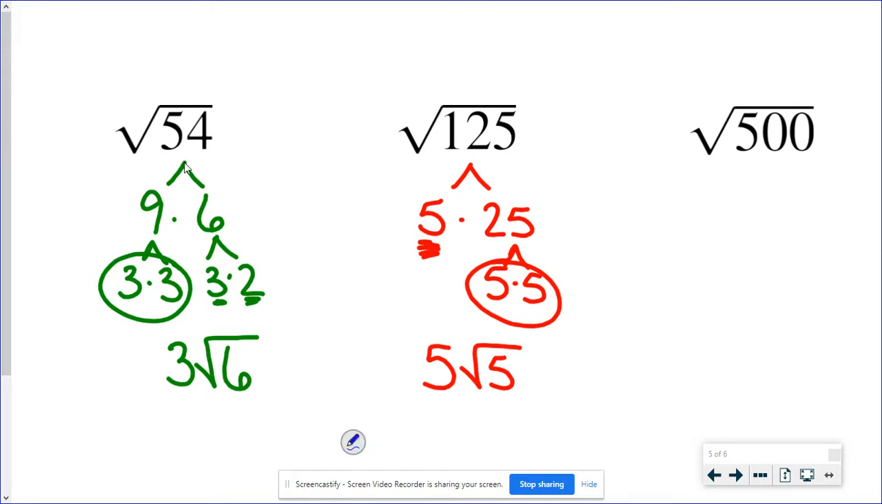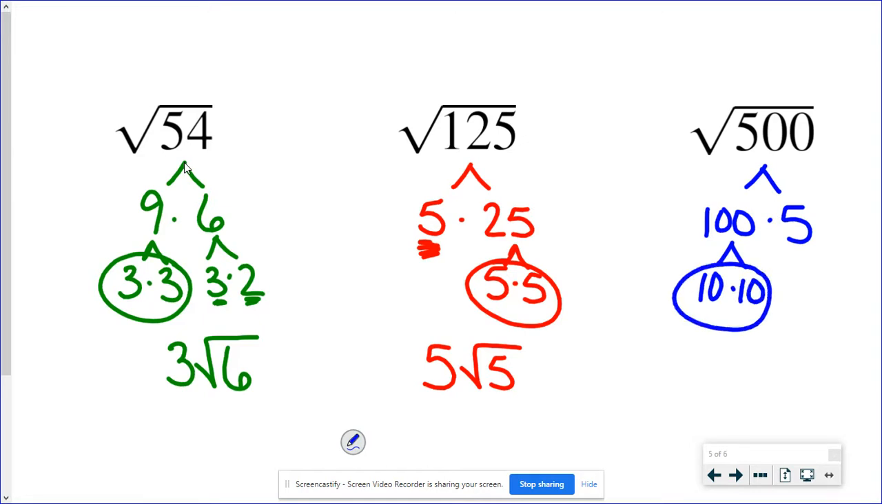And for 500, again, this one you could certainly start with a 2 because it is an even number. However, looking for perfect squares, I would use 100 times 5. And again, I could split up 100 a couple of different ways, but for me, I would do that. 10 times 10 is a pair. I know they're not prime. You can make them primes if you want to. Let me write down my answer for this first. I'm going to have 10 rad 5 as my answer.